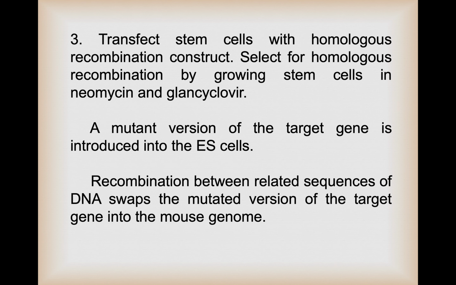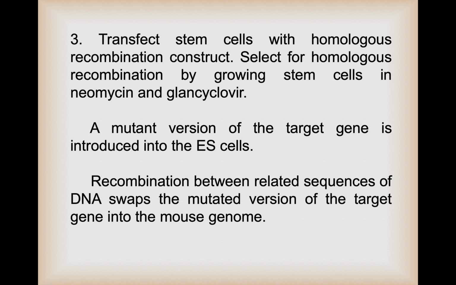Third step is to transfect. In animal cells, we call it transfection instead of transformation. So you transfect stem cells with the homologous recombination construct, and then later on, you select for homologous recombination by growing stem cells in both neomycin and ganciclovir.